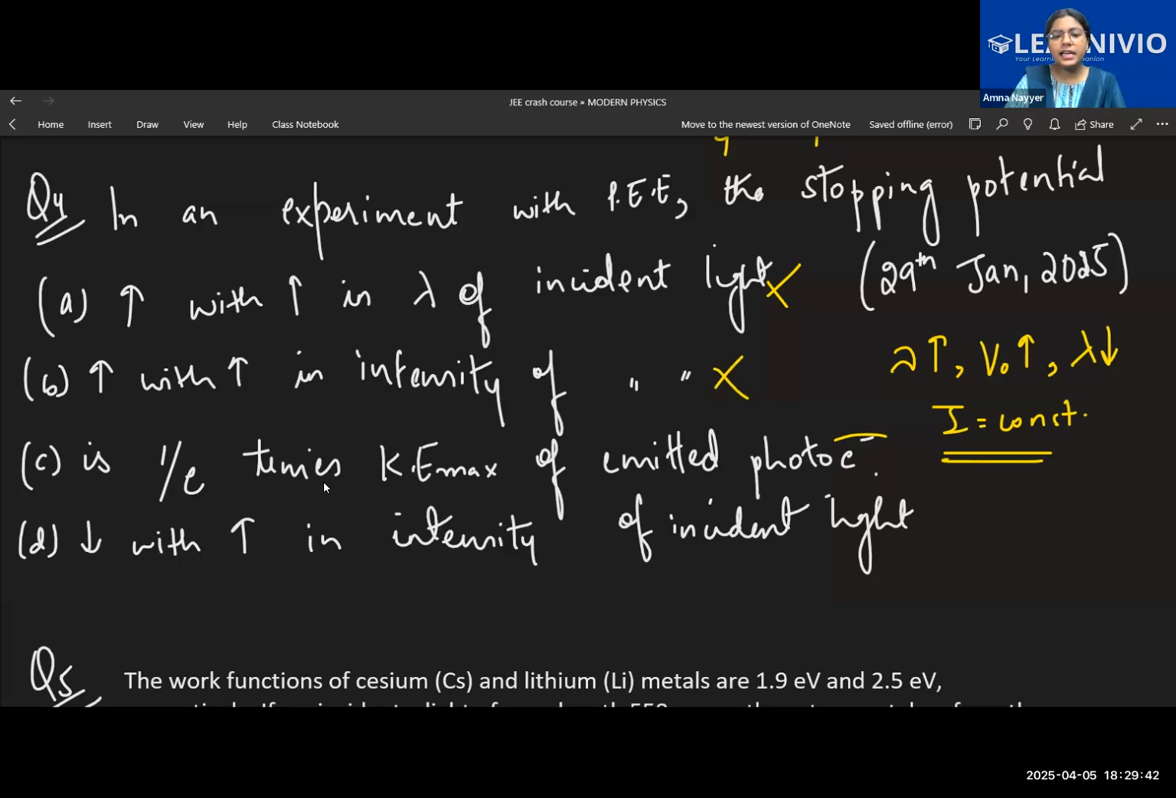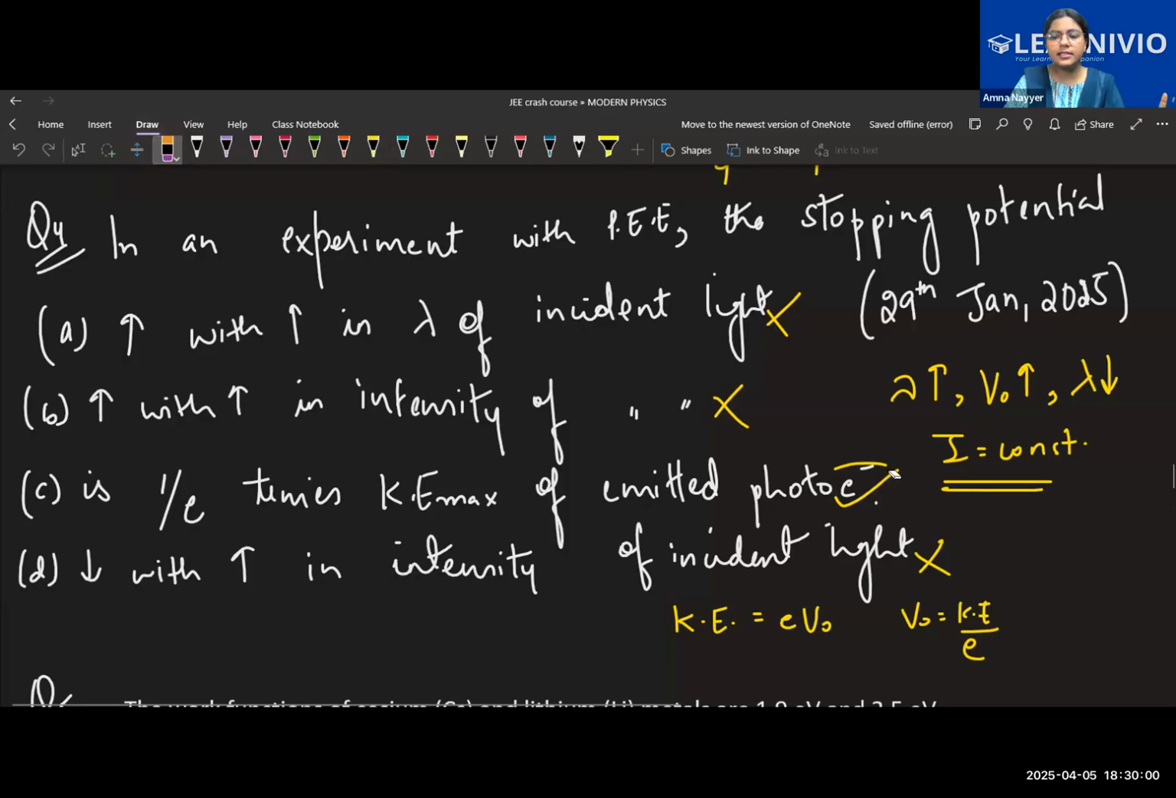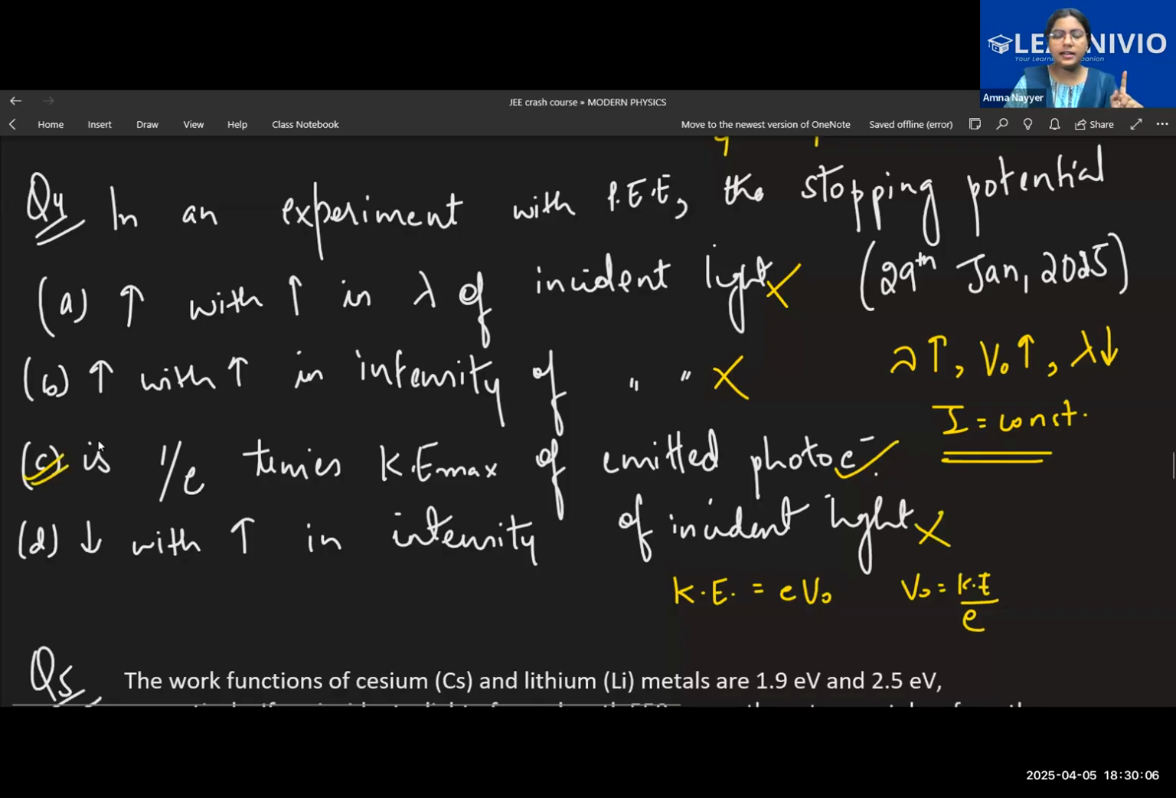Is it 1 by E times kinetic energy? Yes. See, kinetic energy is equal to E V naught, so V naught is equal to kinetic energy by E. So this is right. Decreases with increase in intensity, no, intensity remains constant. Is this clear? So C is the right answer. Write it. This was from your 29 Jan evening shift. So these kinds of questions are coming this year. So just prepare the basics of NCERT. You'll be able to manage the questions.